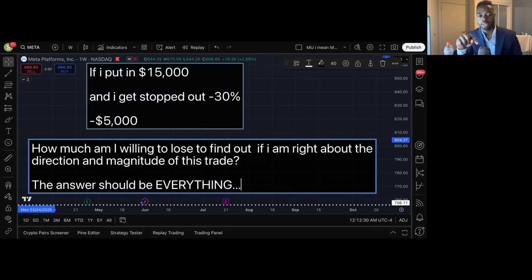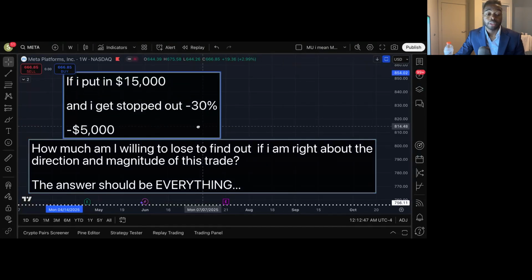Until you understand this in your trading, you're never going to be that elite trader. You're never going to be the elite trader until you understand this. How much am I willing to lose to find out if I am right about the direction and magnitude of the trade? The answer should be everything. What do I mean by that?